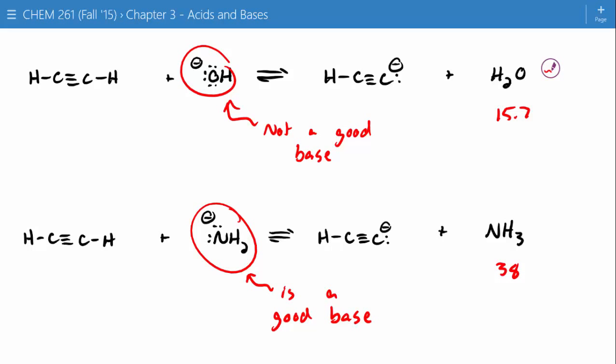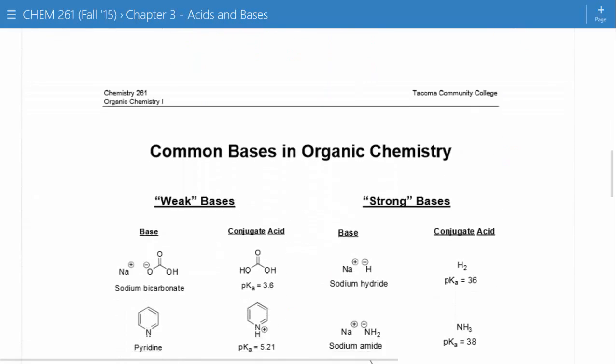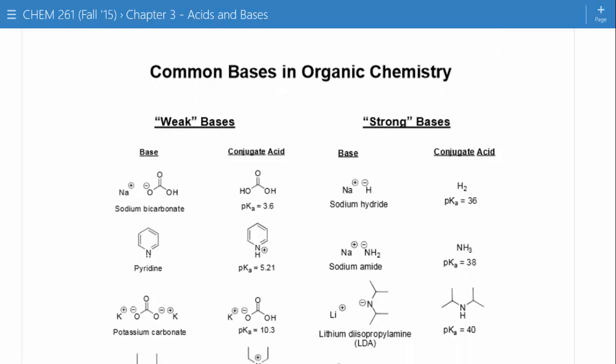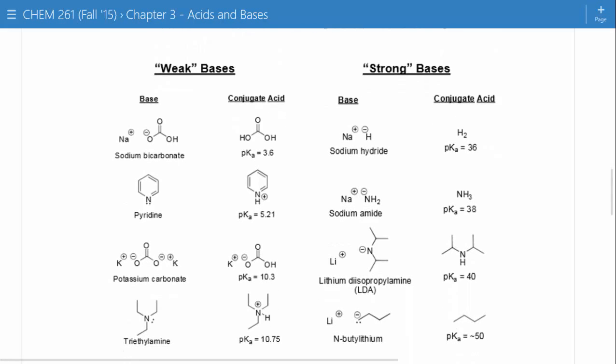So if you go through, I've got a big list of common bases in organic chemistry. I wouldn't say this is an exhaustive list, but I tried to order it from weakest to strongest bases. So if you look, sodium bicarbonate is also known as baking soda. It's a pretty weak base. We use it in cooking. The conjugate acid for it has a pKa of 3.6. So that's relatively acidic, which means sodium bicarbonate is not a great base.